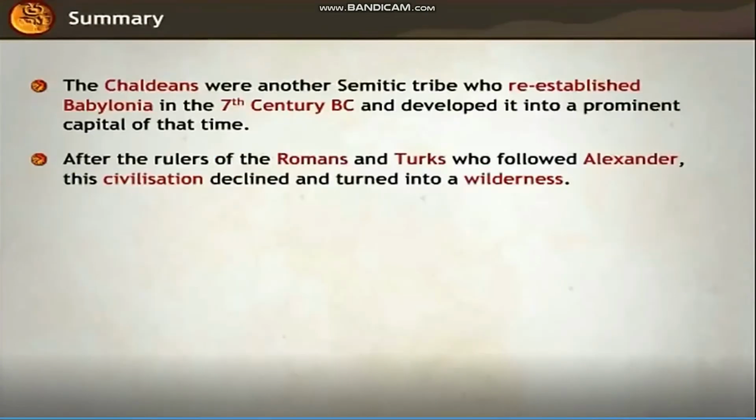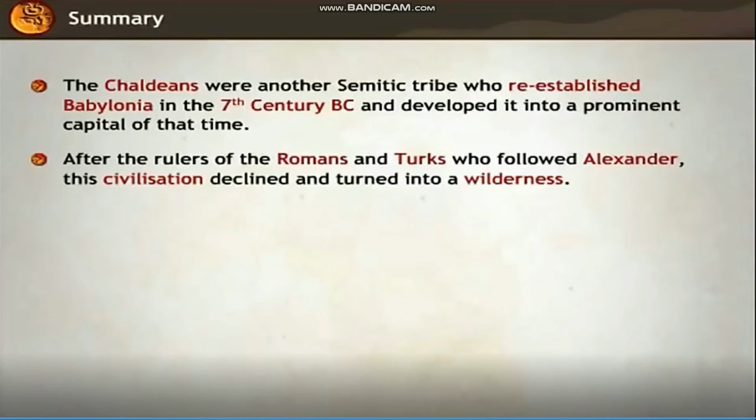The Chaldeans were another Semitic tribe who re-established Babylonia in the 7th century BC and developed it into a prominent capital of that time. After the rulers of Romans and Turks who followed Alexander, this civilization declined and turned into a wilderness. Dear students, you have understood this lesson, Mesopotamian civilization.